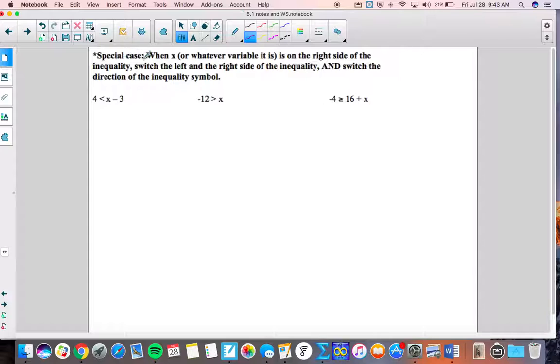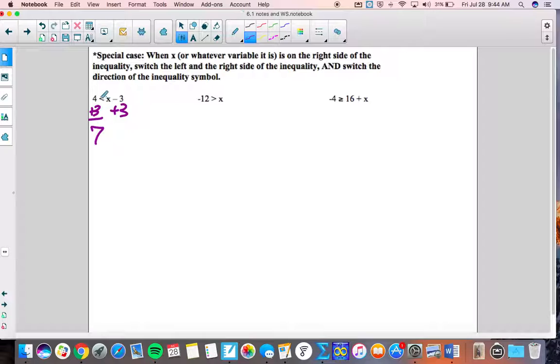Now also something to think about, when x is on the right side of the inequality, we should put the x on the left side of the inequality when we get done. But then we have to switch the Pac-Man as well. I'll show you what that looks like. So here, x is on the right. It's being subtracted by 3. So how do we undo subtracting by 3? Add 3. So we get 7.